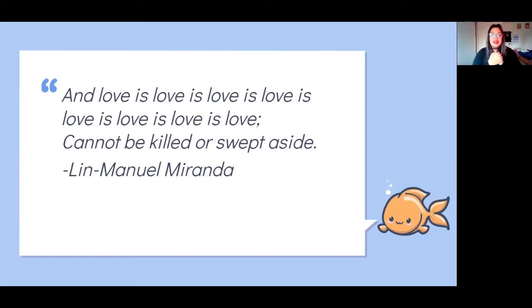And here I have a fun little quote from Lin-Manuel Miranda. "And love is love is love is love is love, cannot be killed or swept aside."